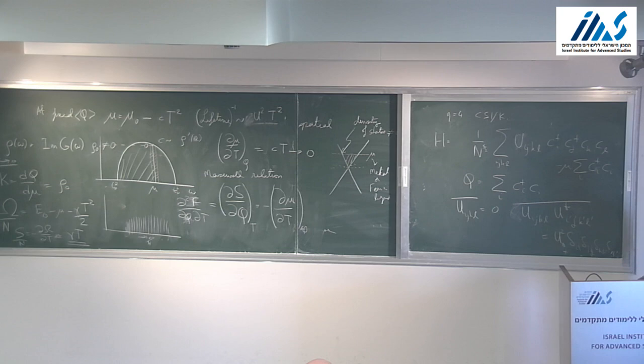Basically the point is that if you pick any random site, it's coupled to all the other sites, and all the other sites are random, and they basically average out. So if you pick a different site, although it has different couplings, on average it looks the same.